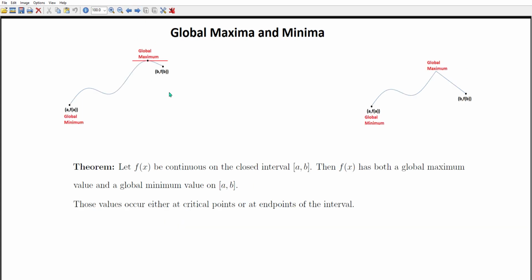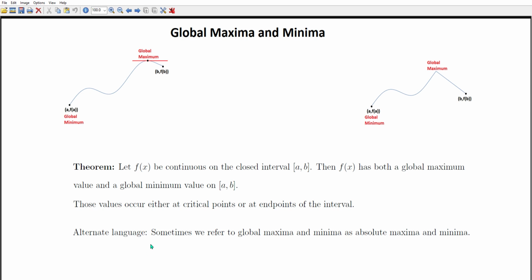Now, let's take a look at the theorem that's going to let us do everything. Let f of x be continuous on the closed interval [a, b], which is sort of the pictures we've got. Then f of x has both a global maximum value and a global minimum value on that interval. Those values occur either at critical points or at endpoints of the interval. So if we've got a continuous function on a closed interval, we know that we're going to have a global maximum and a global minimum, and this theorem tells us where to look for them.